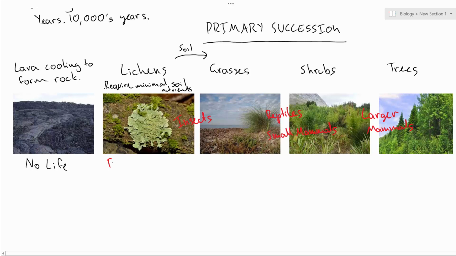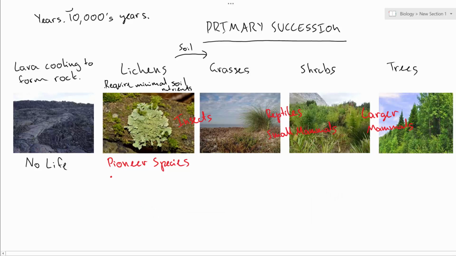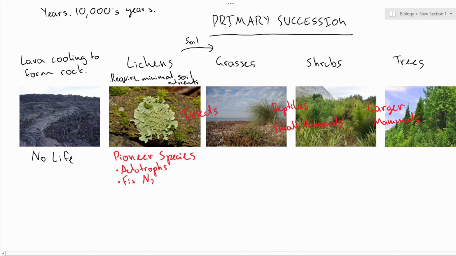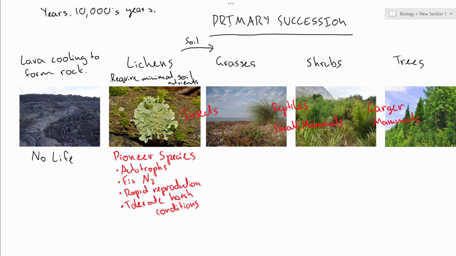In these stages where we've got really simple species, we call these pioneer species. There are a few particular characteristics that pioneer species exhibit. The first is that at this stage they must be autotrophs. We don't have any heterotrophs, only autotrophs that can synthesize energy from sunlight through photosynthesis. They need to be able to fix nitrogen from the atmosphere. They also have rapid reproduction, because they have to tolerate harsh conditions, and one of their weapons against these conditions is being able to reproduce rapidly when they start to lose numbers.